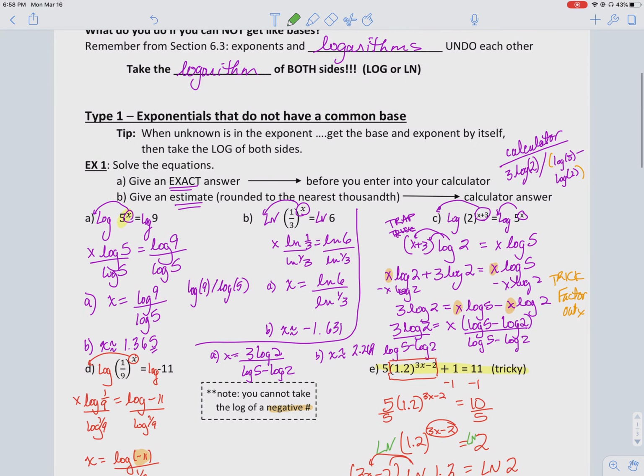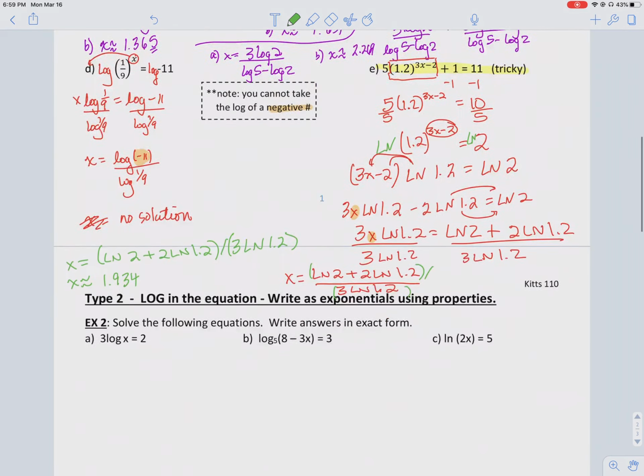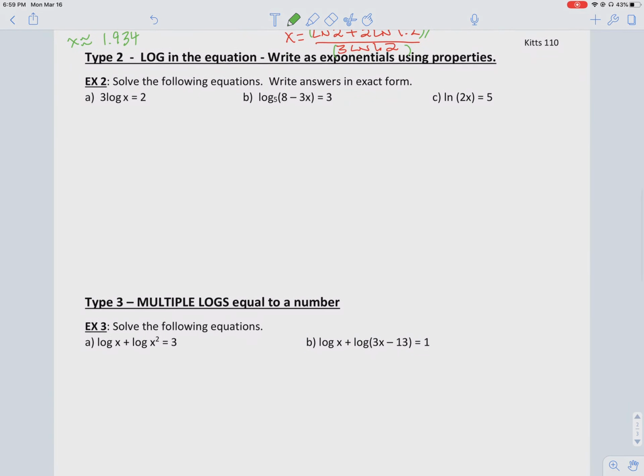Type 1 had exponents that didn't have a common base, and we took the log of both sides to bring those exponents down in front. This type actually has the word log, or it might have ln in there. So we're going to learn how to solve this kind. Okay, so this one is actually a little bit easier, I think, than the other one.